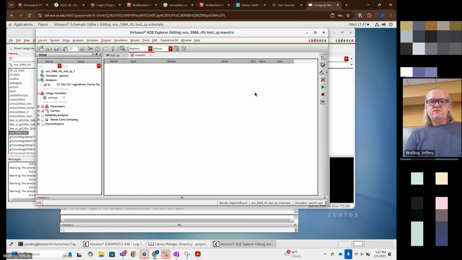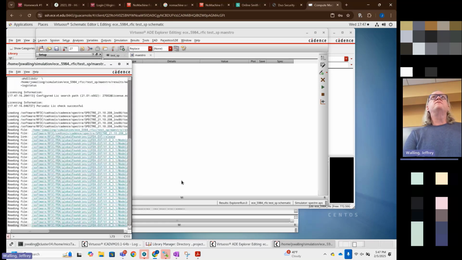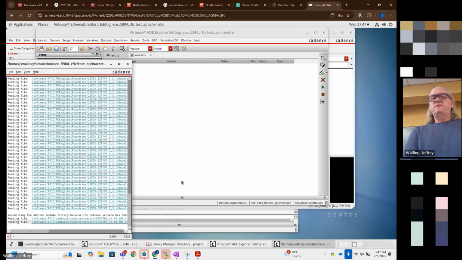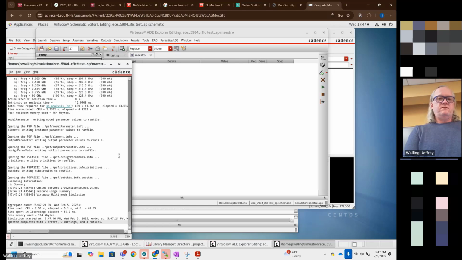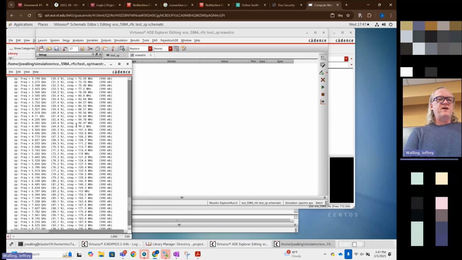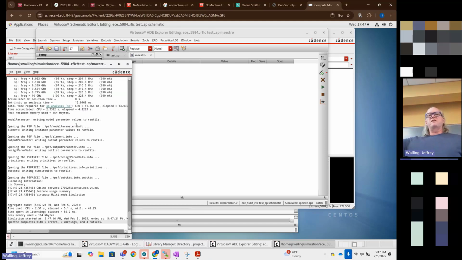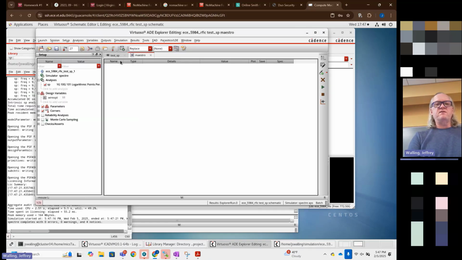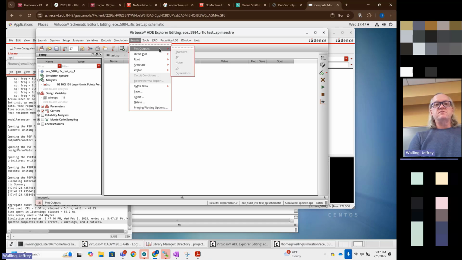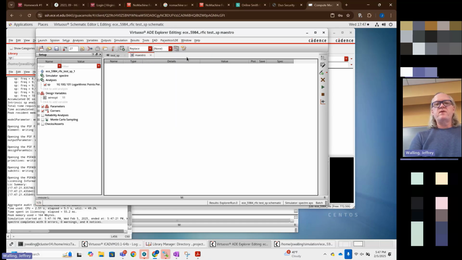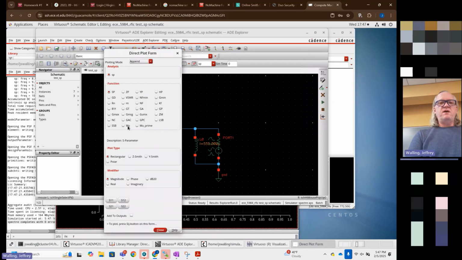All right, that should have, yeah. All right, so once it's done, it'll open up an output log, and you'll see in this case it will have done S-parameter simulations at all the different frequencies that are listed here. And now we can go ahead and look at the results. We're going to go to results, plot outputs, or sorry, direct plot, main form.